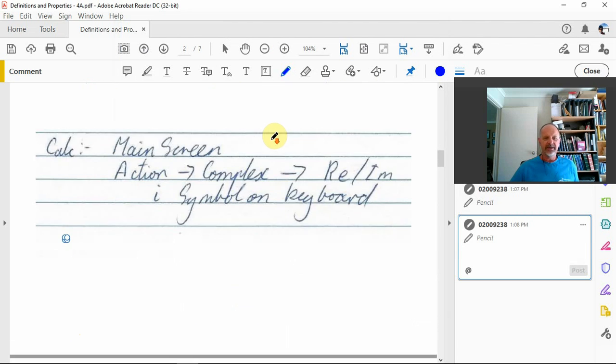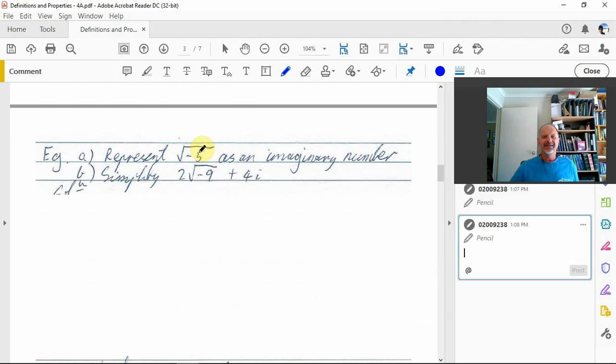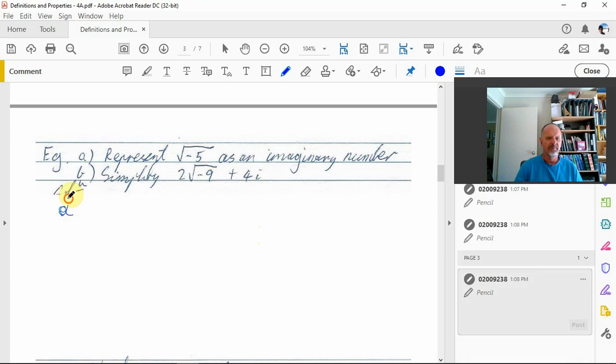All right, so next, what do we got? So represent -5, square root 5 as an imaginary number. So that's simply kind of what I did before. So square root of -5, square root of 5 times i squared, root 5i. That is the imaginary number.